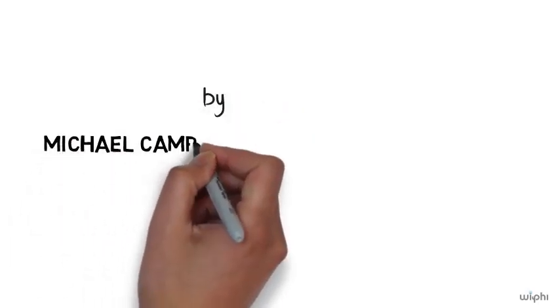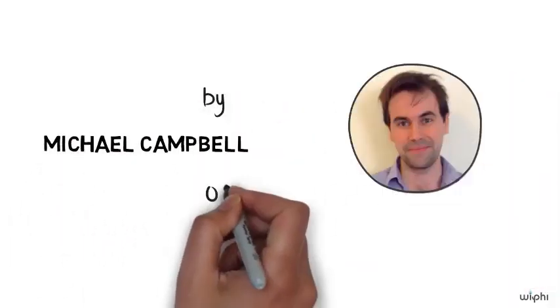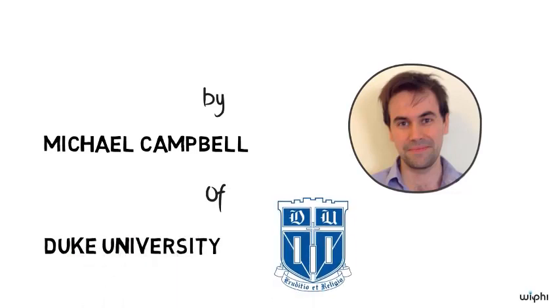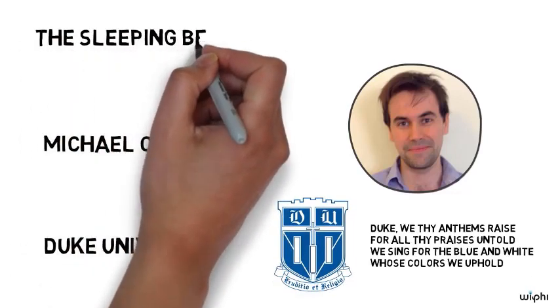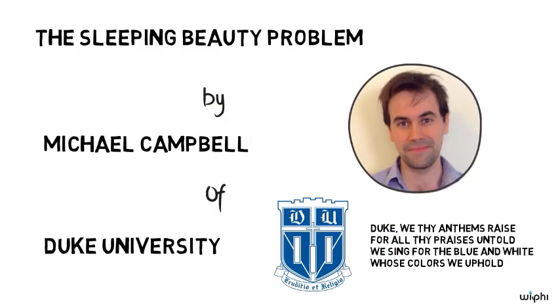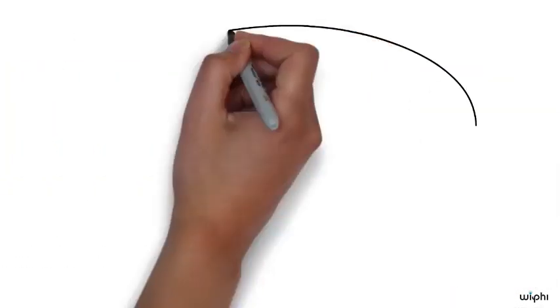Hi there, I'm Michael Campbell, a graduate student in philosophy at Duke University, and I'm going to try and explain to you something called the Sleeping Beauty problem. If you like interesting puzzles, you'll love this one. So, let's just dive right in.